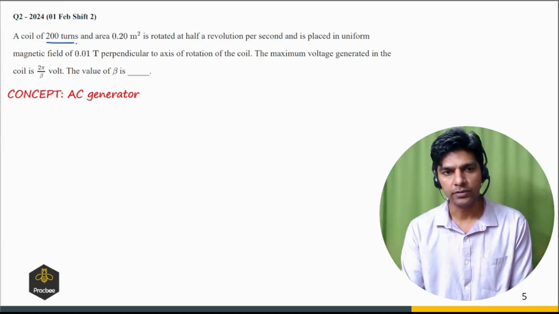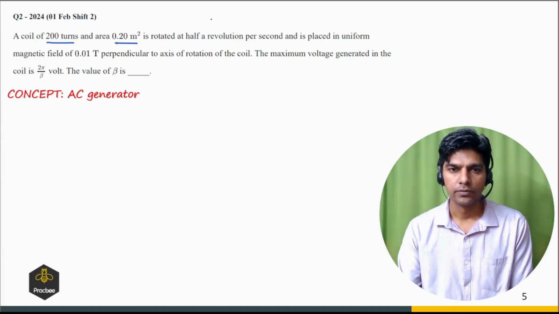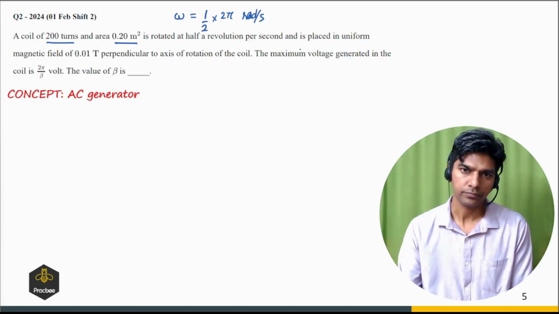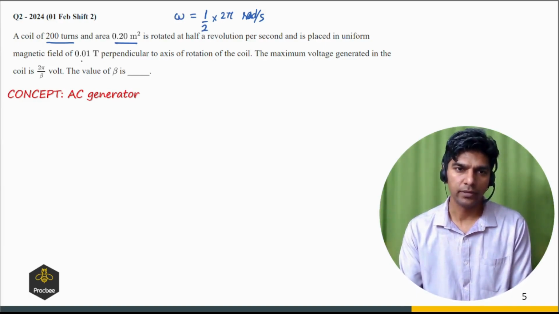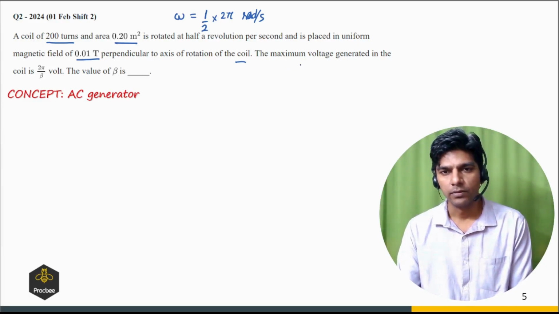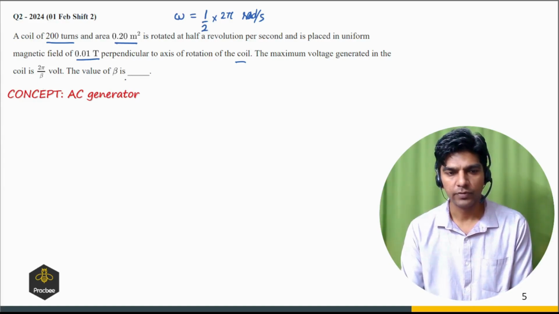A coil of 200 turns and area 0.2 square meter is rotated at half a revolution per second. So half revolution corresponds to 2 pi radians. So that will be pi radians per second. That is omega. And it is placed in a uniform magnetic field of 0.01 Tesla perpendicular to the axis of the rotation of the coil. The maximum voltage generated in the coil is 2 pi by beta volt. What is the value of beta?